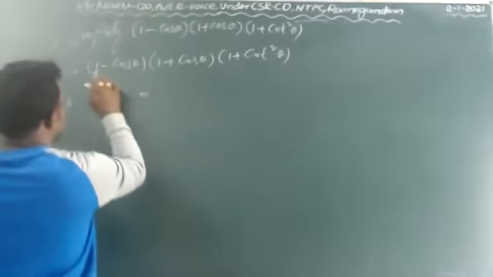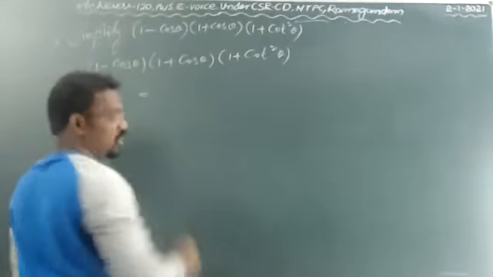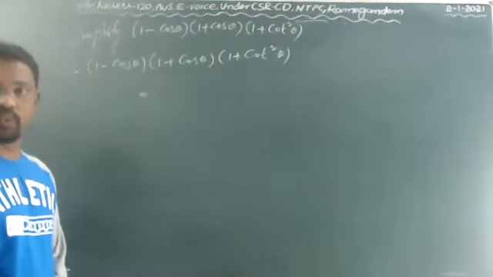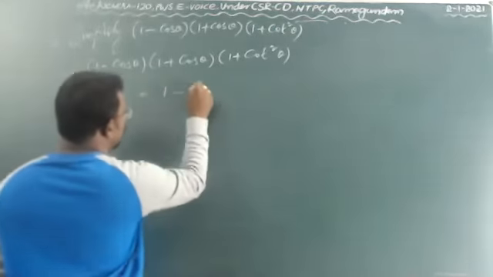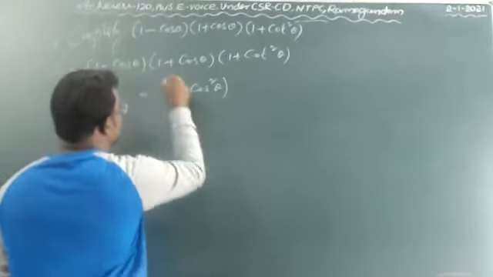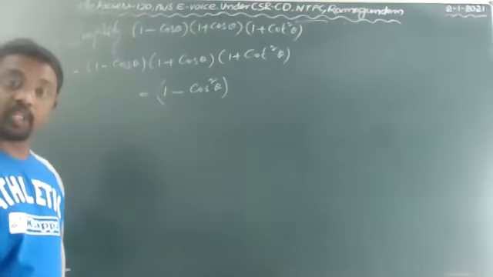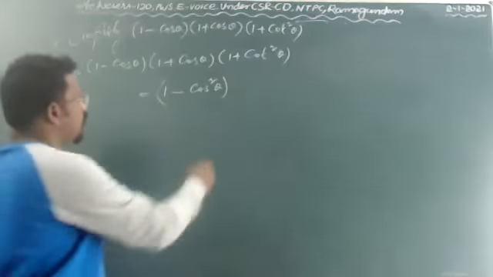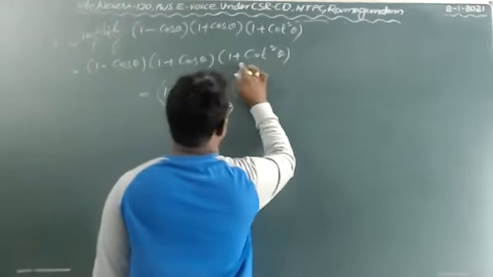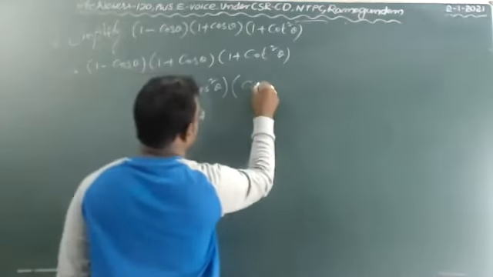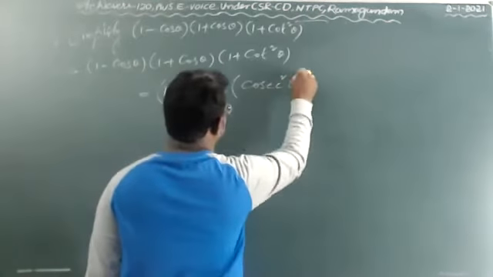See, a minus b into a plus b. 1 minus cos theta into 1 plus cos theta, you can write as 1 minus cos square theta, a square minus b square. And 1 plus cot square theta you can write as cosecant square theta.